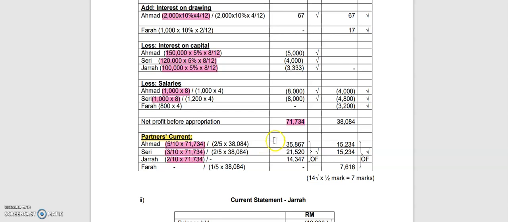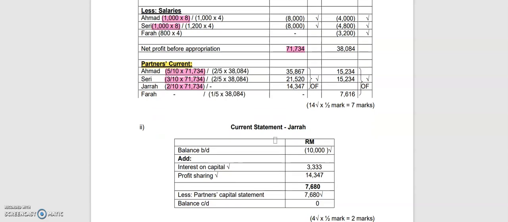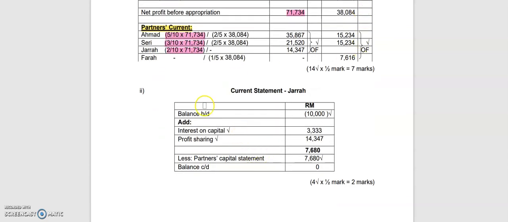So, you may update the current statement for Jarrah. Add up all these amounts. As usual, start with the balance breakdown. Add interest on capital and profit sharing. Jarrah is not entitled to salary, so there is no amount for salary. So this is part 1. Later on, I will continue with part 2, the discussion for the post-period.